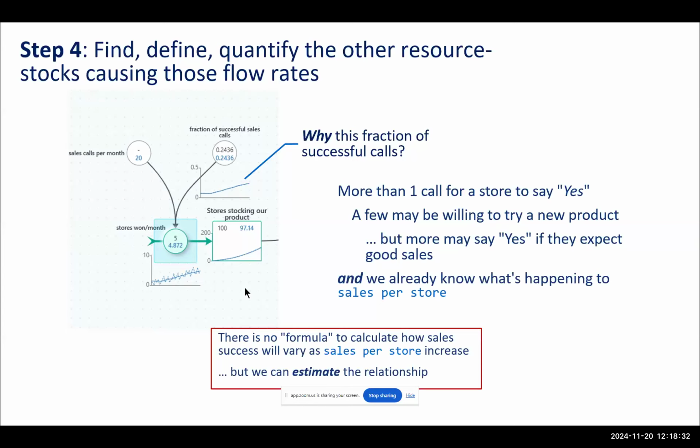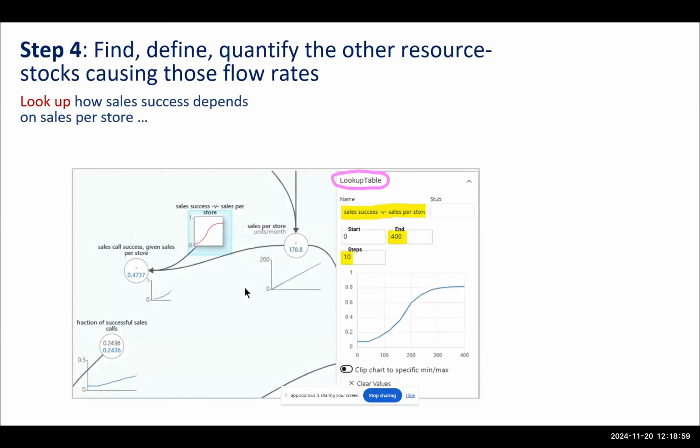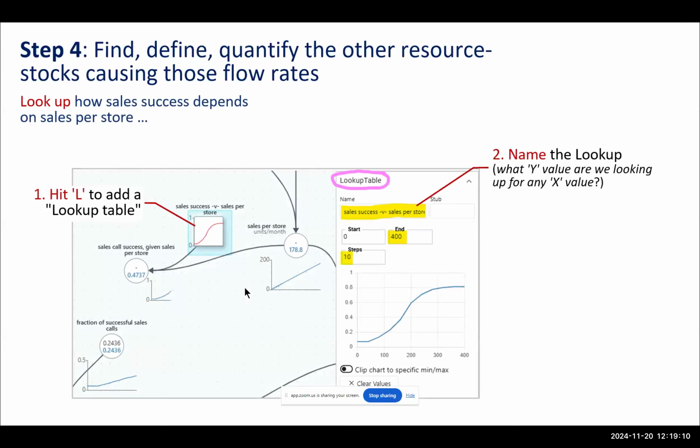Now, in this case, there is no formula to calculate how sales success will vary as sales per store changes. But this is a case where we can estimate the relationship. Now, you remember this slide, I said, what causes this item precisely? What other items' values do I need to know to calculate? And I did say, or estimate the value of this one. And this is going to be a case where we estimate the value. And we're going to look up how sales success depends on sales per store. We're going to hit L on the keyboard to add a lookup table. We're going to name that lookup.